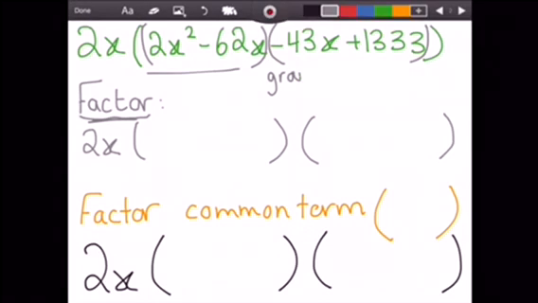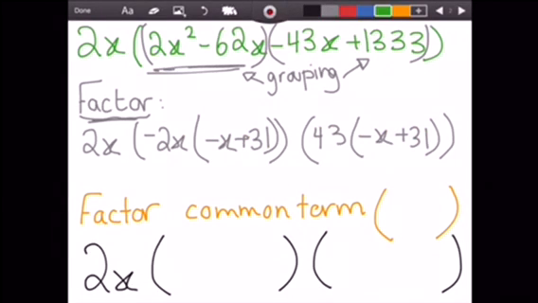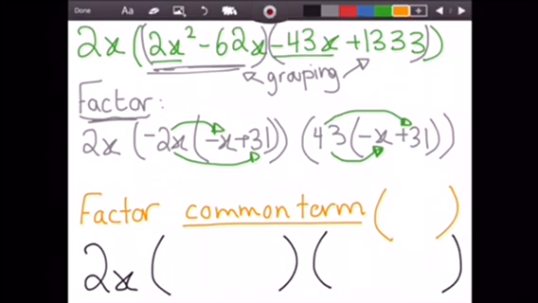Now we're going to factor more. So first thing, we're going to do grouping. We're going to take these two values, then we're going to take the other two values. So we're going to factor now. Just to make sure that our answer is correct, negative 2x times negative x is going to give me 2x squared. Negative 2x times 31 is going to give me negative 62x. Now you'll have to check for the next one, and you're going to have the values correct. So our factoring is correct.